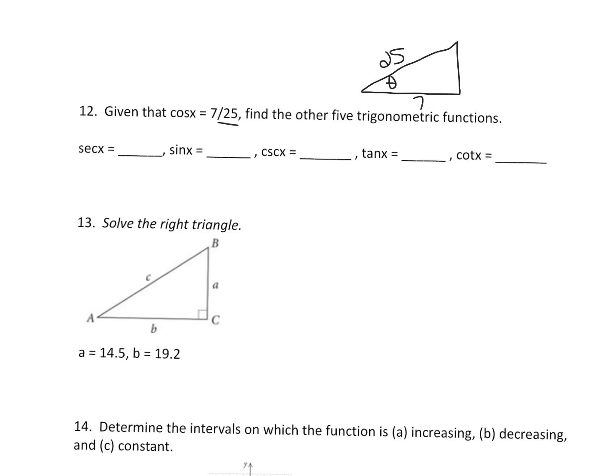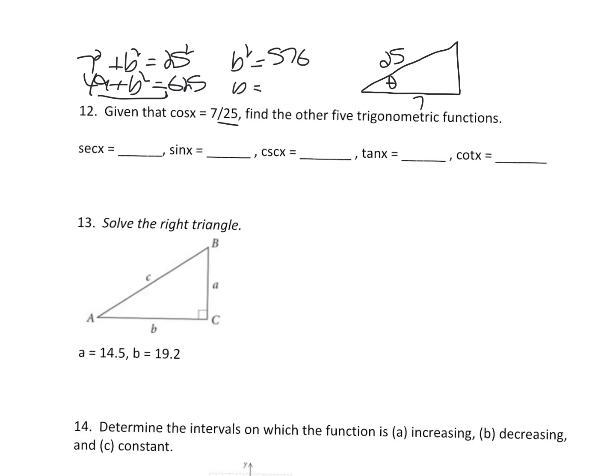7/25, that's adjacent over hypotenuse. To find the other side, I'm going a squared plus b squared equals c squared. Everybody knows that's 49. That's b squared, that's 625. If you move the 49 over there, you get b squared is 576. If you punch that in your calculator, you get 24. So that side right there is 24.